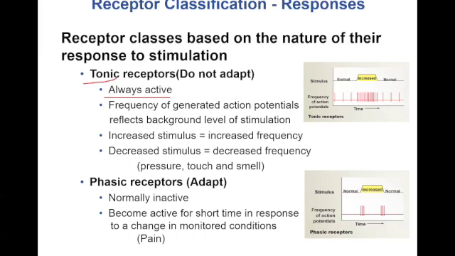Okay, and then whenever they get stimulated, what they do is that they would increase or decrease their action potentials in order to send their signal. Okay, so an increase in the stimulus, you get an increased frequency, increase in action potential, decrease in stimulus, a decrease in frequency. A couple other examples, pressure and touch. And then there are phasic receptors. Okay, phasic receptors are typically not active until they become activated. Okay, so for example, pain would be a type of phasic receptor.